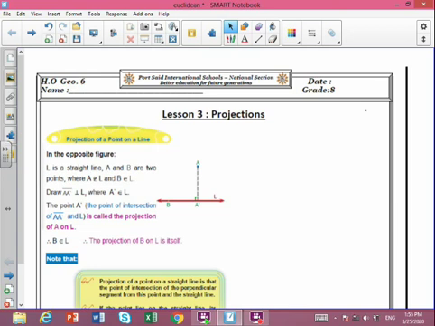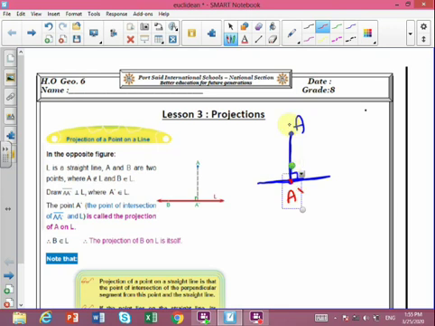Okay, let's talk today about projection. This is a very, very easy one. What is meant by projection? Projection means that if you have a point or something you want to drop, when it falls perpendicular on the plane or on the line, this is the projection. If this point is A and I drop it perpendicular on the line, this point A dash is called the projection of A on the line L.